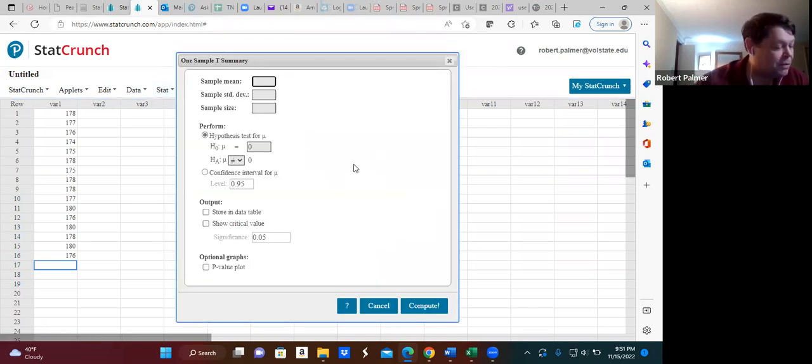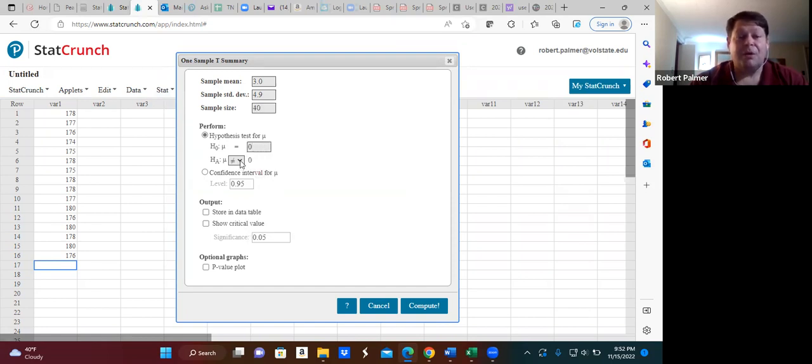Our sample mean was 3.0. Our sample standard deviation was 4.9. And our sample size was 40. Then our hypothesis test. In this case, the default is 0, and that's actually what we want to use. We're testing it against 0.